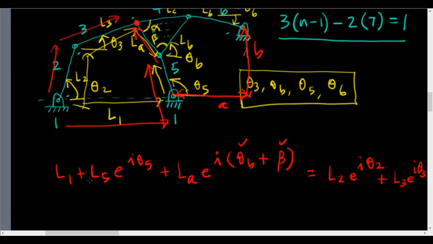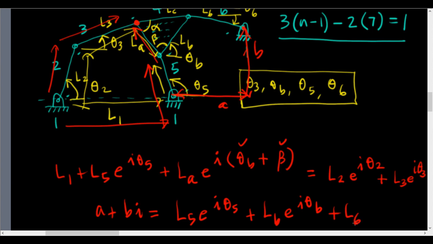Okay, so the next loop equation is like this. It is measuring from here, a plus b i is equal to L5 e to the power i theta 5 plus LB e to the power i theta b plus L6 e to the power i theta 6. So you see we have 2 loop equations. They have a real part and an imaginary part. We have 4 scalar equations using MATLAB. Given reasonable initial conditions and parameter values, you should be able to find the answer.